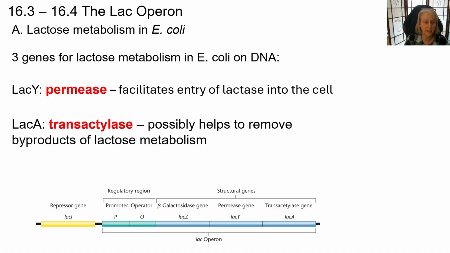The three genes, I have them on three different slides, are permease here. Permease facilitates lactose coming into the cell. So if the E. coli is exposed to lactose, the cell starts looking for lactose outside. It creates a transmembrane protein, permease. Transacetylase, we think this actually cleans up the lactose metabolism byproducts, but I don't have a solid answer for you on that yet. So we're going to just leave this as it's definitely important in lactose metabolism.